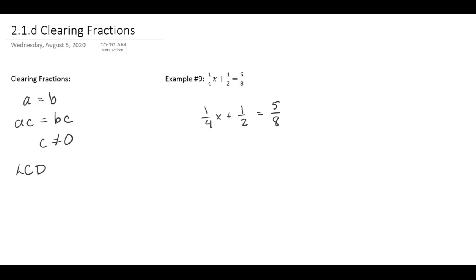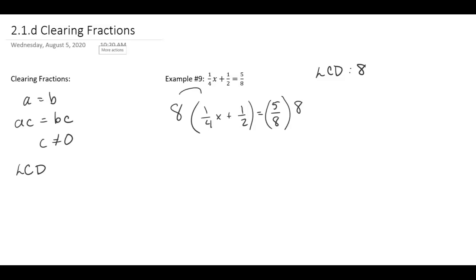So I look at the denominators, 4, 2, and 8, and I decide what the LCD is, or the LCM, of those denominators, and it's 8, right? 4 goes into 8, 2 goes into 8, 8 goes into 8. You want to use the smallest number that you can. It'll be easier. So we're going to multiply the left-hand side by 8, and we're going to multiply the right-hand side by 8. We have to multiply both sides to keep the two sides equivalent.